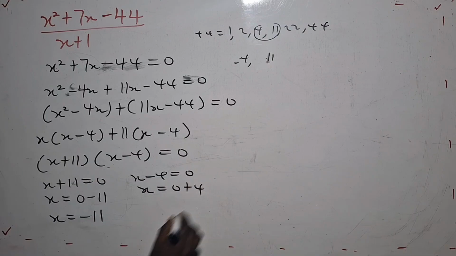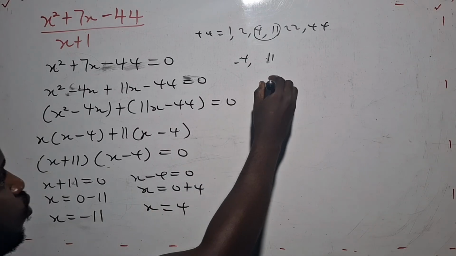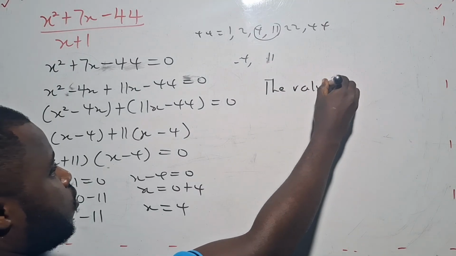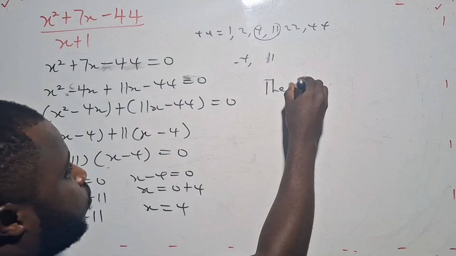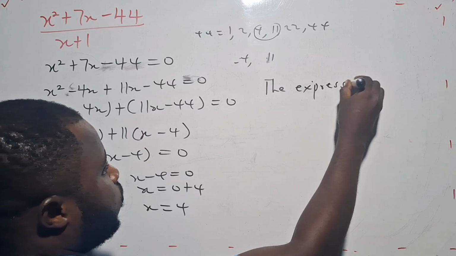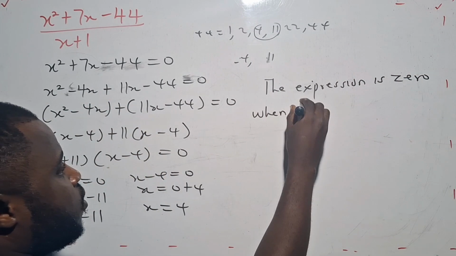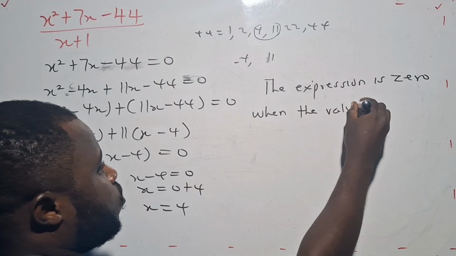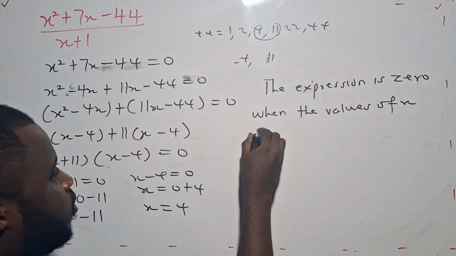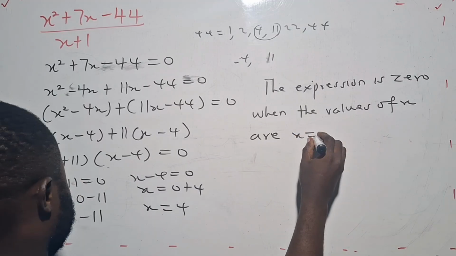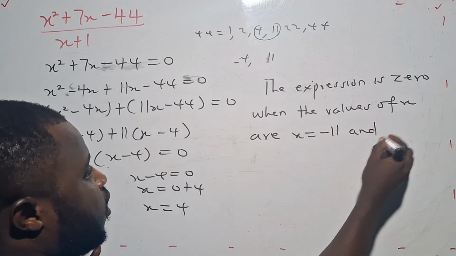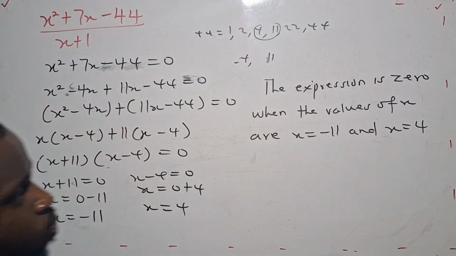x is equal to 0 plus 4. So I'll get x is equal to 4. So the expression is 0 when the values of x are x equal to -11 and x is equal to 4.